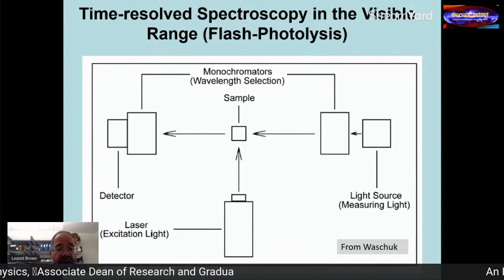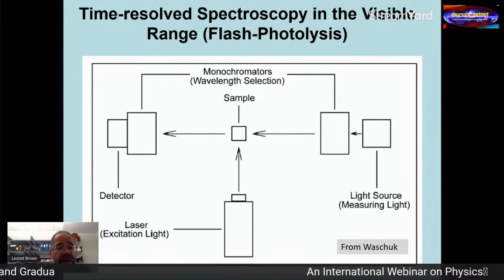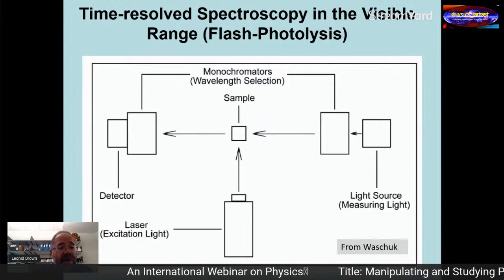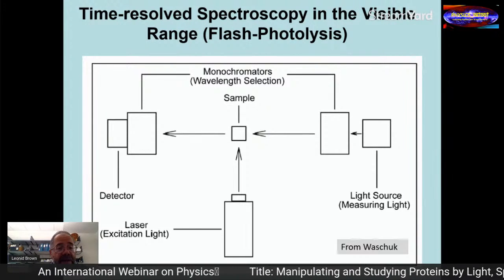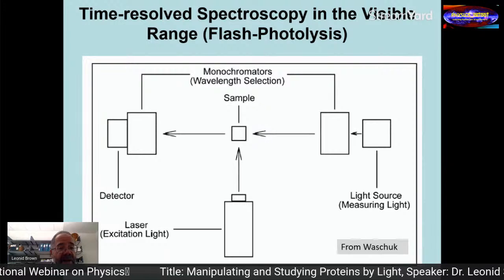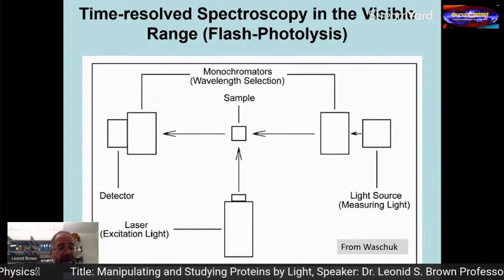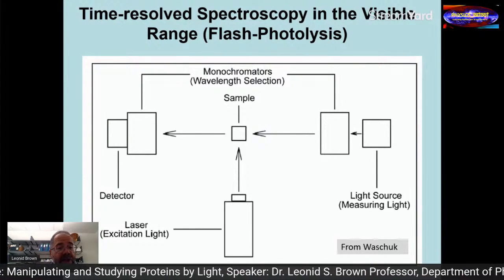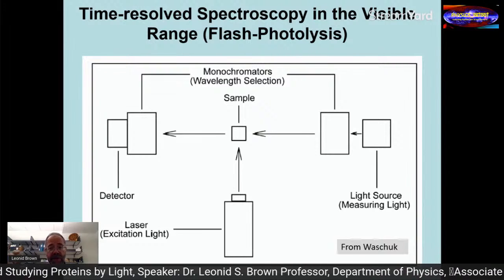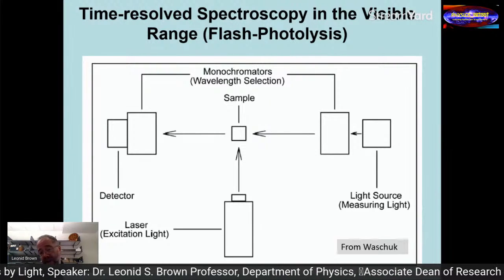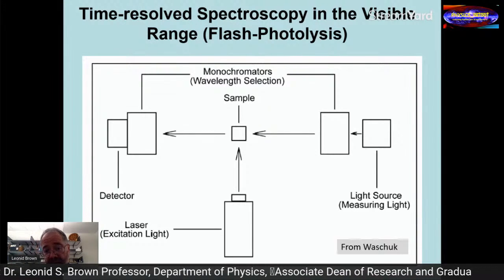Basically you have a light source, which is a measuring light source, and a monochromator. Here you have your rhodopsin sample. Here you have another monochromator and detector. And here you have a laser. The laser excites your rhodopsin, and then you detect the changes at a single wavelength. Then you can change the wavelength and measure another.